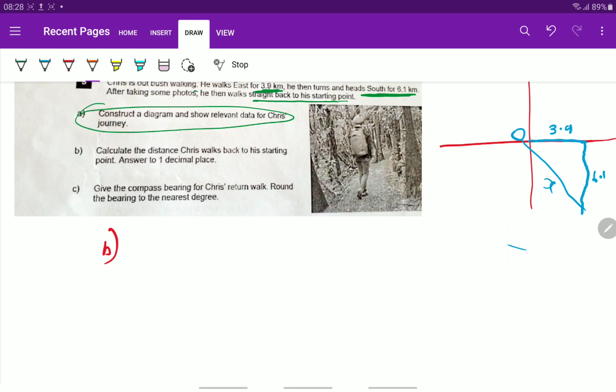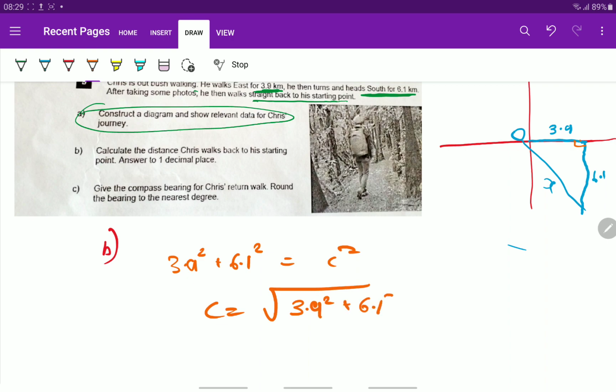Do we have all the information we need? Yeah. Do we have an angle? No, but we can use Pythagoras, right? So 3.9 squared plus 6.1 squared is equal to c squared. So then c is just the square root of 3.9 squared plus 6.1 squared.